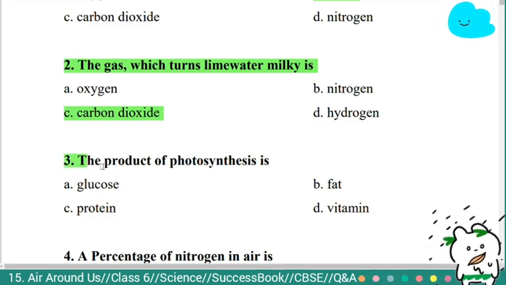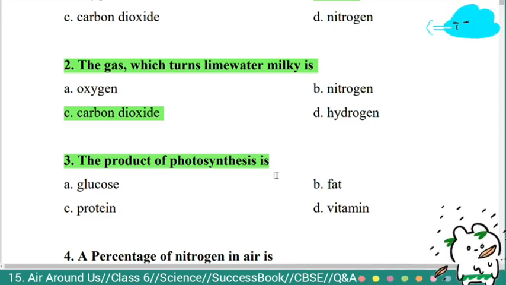Third question, the product of photosynthesis is option A. Glucose, B. Fat, C. Protein, D. Vitamin. Here the correct answer is option A, Glucose. The product of photosynthesis is glucose.